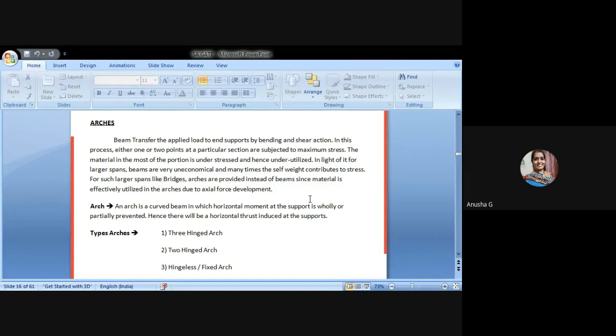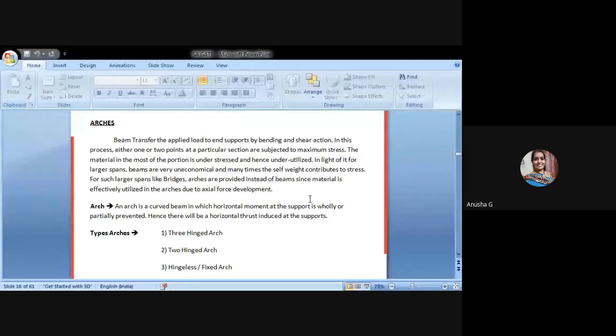A beam is nothing but whatever loads are carried on the floor slab, those will be forwarded to the beam. The beam will transfer them to the other supports, that is, side supports or columns, and then to the ground. A beam transfers the applied load to the end supports by bending and shear action. In this process, either one or two points at a particular section are subject to maximum stresses. The material in most of the positions is under-stressed and underutilized.